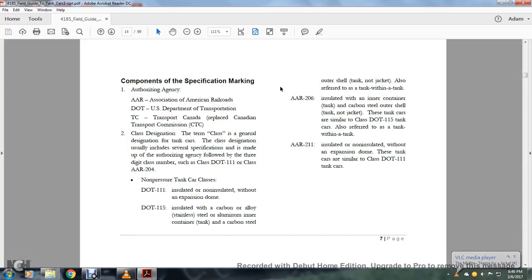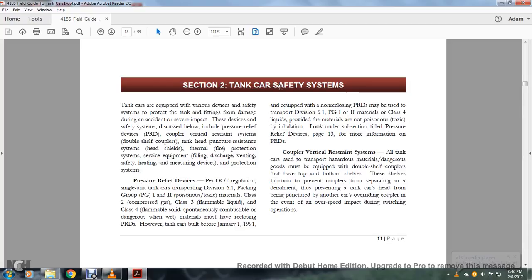Alright, Section 2: tank car safety systems.